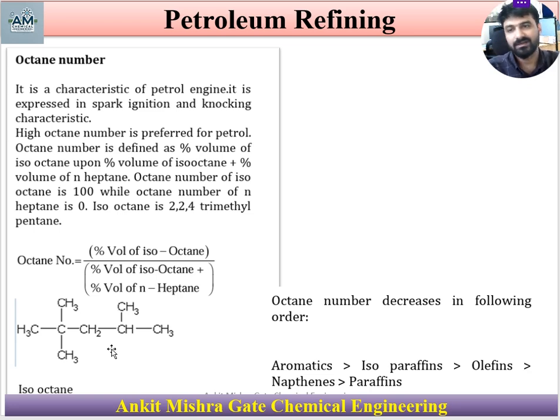So now if you see the order of octane number of various compounds present in crude oil, that is aromatic, isoparaffinic, olefinic, naphthalene and paraffin, right? So these are the orders. This order is very important. Generally you get asked this question, right?